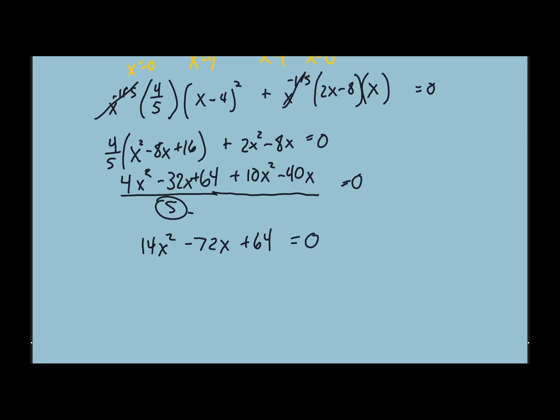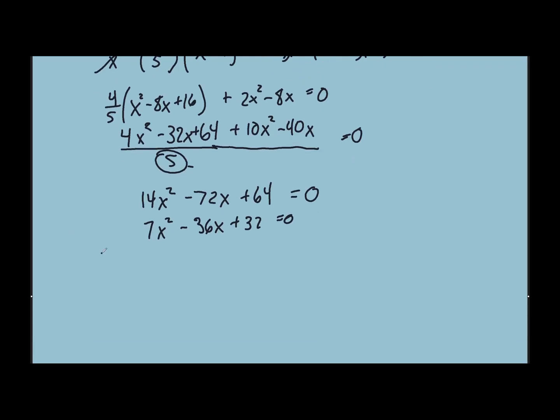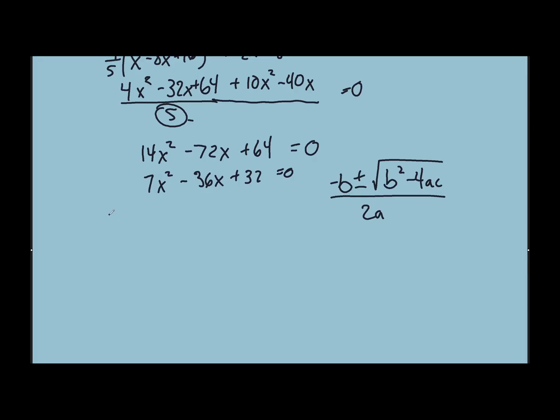So what's our factor here? I don't know what the factor is. I'm just going to divide by 2 and see what happens. 7x squared minus 36x plus 32 equals 0. Can 7 come out of any of these? I don't think so. So we're going to need a quadratic equation here. Negative b plus or minus the square root of b squared minus 4ac over 2a. See how many times we're going to be using the quadratic formula in calculus?